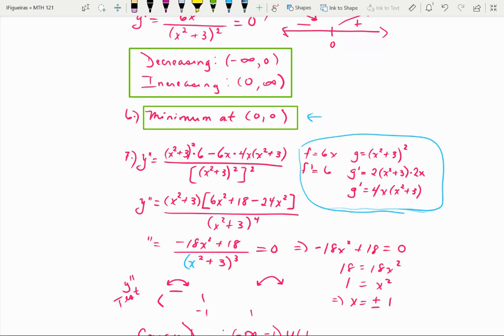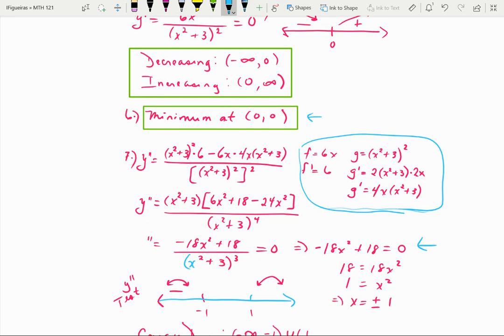So as I mentioned before, you're going to want to solve it here on the right. So we have negative 18x squared plus 18 equals 0. So using square root method, you get that x is equal to plus or minus 1. So those are your two potential inflection points.